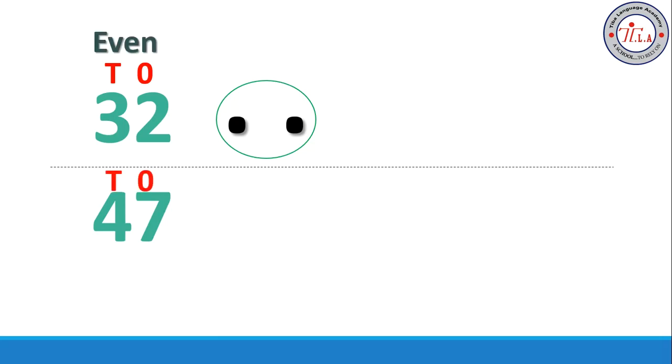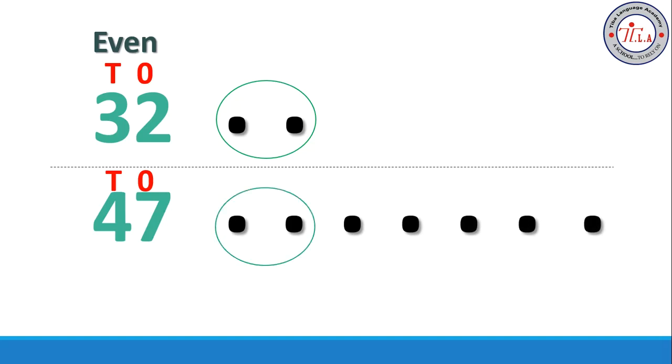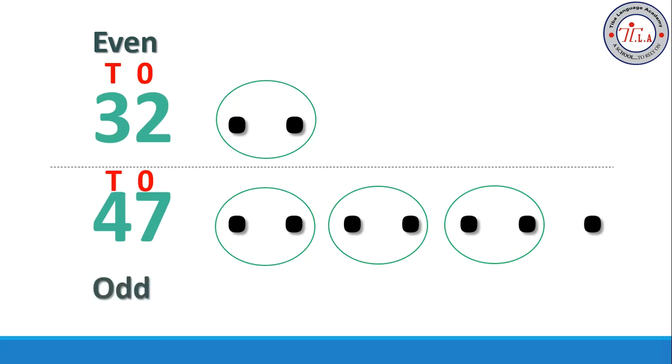Look at the number at the ones place, which is number 7. Okay, let's make our dots: 1, 2, 3, 4, 5, 6, 7. Okay, our circles: 1, 2, 3. Is there any dot left for us? Yes, there is one dot. So number 47 is an odd number.